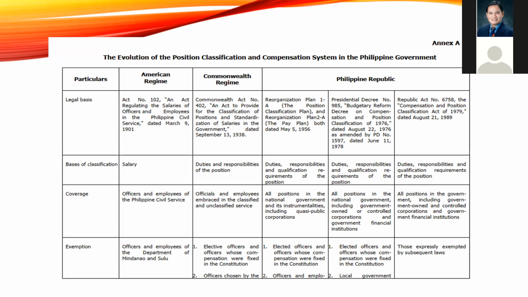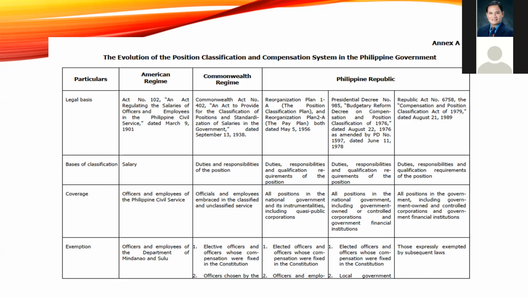So an overview on the evolution of the position classification and compensation system in the Philippine government. So during the first 3 years of the American regime in 1898 to 1900, there was no formal position classification and salary administration system in the Philippines. So the common designation of positions in the government service were clerk, employee, inspector, teacher, translator, interpreter, stenographer, typist, and janitor or messenger. So to indicate the level of difficulty, such executive assistant and chief were used.